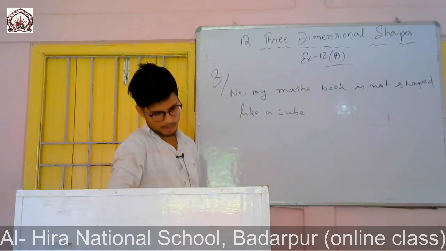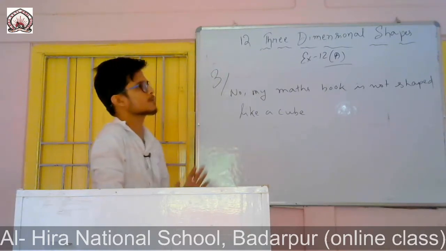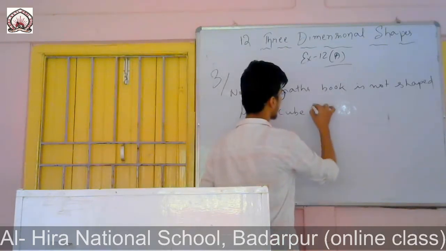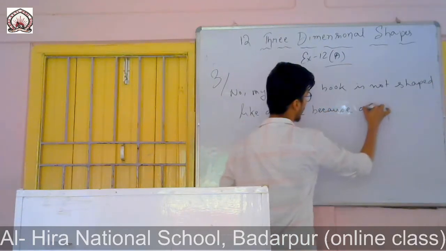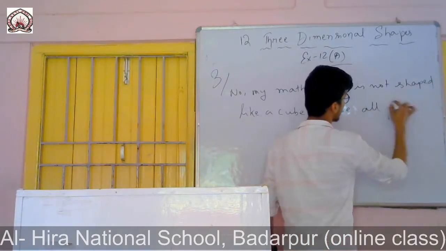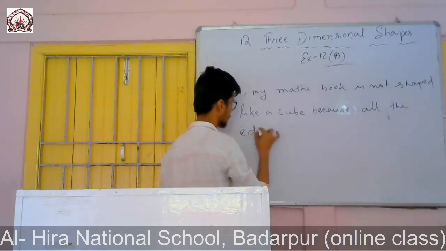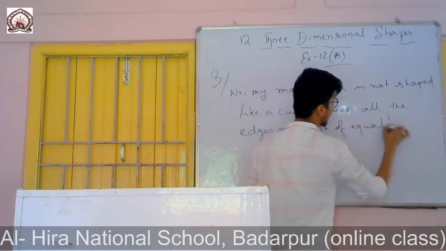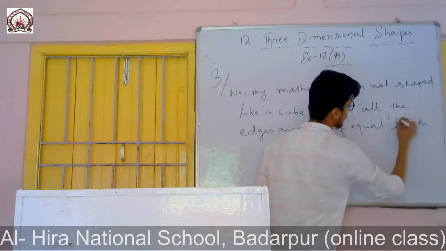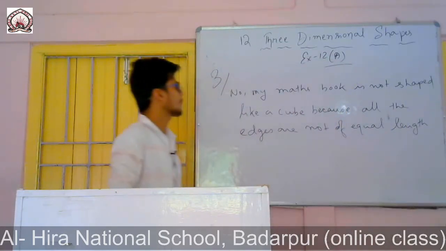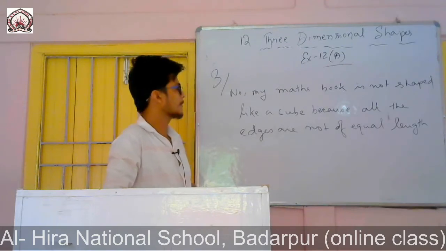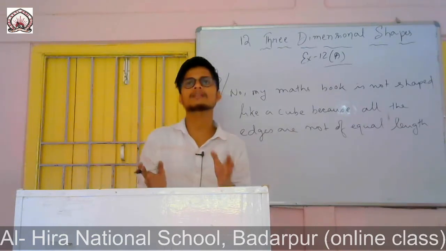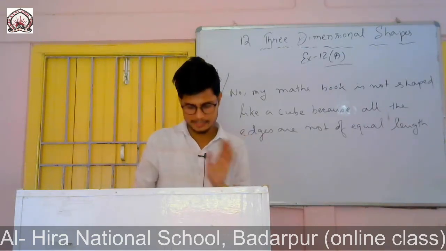Then it is given why. You have to give the reason also, because by seeing also you can understand that all the edges are not of equal length. So you write, because all the edges are not of equal length. No, my maths book is not shaped like a cube because all the edges are not of equal length. If all the sides were of equal length, then only we can say that it is a cube.